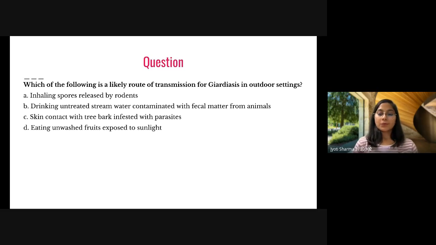Yes, I also agree with option B. Whenever you drink untreated stream water, and that untreated stream water is contaminated with fecal matter, that will give you giardiasis.